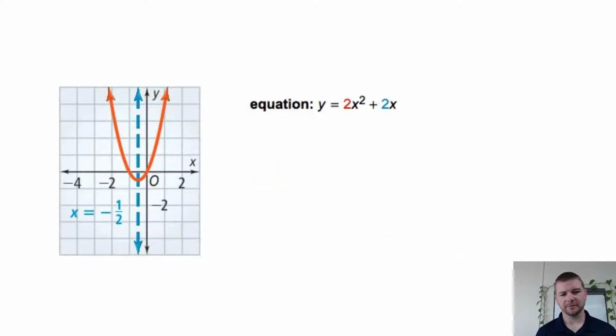Consider this equation and the graph of y equals 2x squared plus 2x. The ratio b to a is 2 over 2, or 1. In this case, the axis of symmetry is the line x equals negative 1/2.